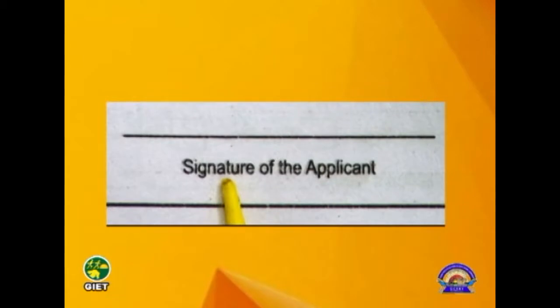Look here carefully children. Signature of the applicant. The person who wants to open an account in the bank is known as applicant. When you fill the form, at last you have to sign the form. If you don't sign it, children, the form will not be accepted. So let's start filling up the form.